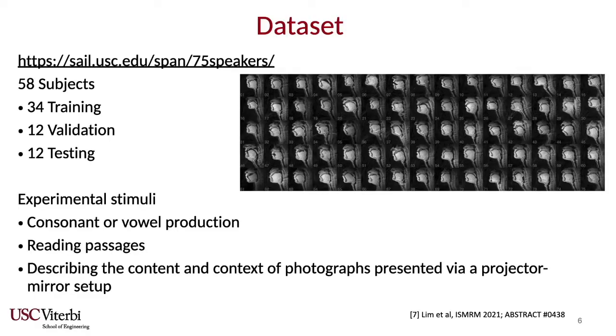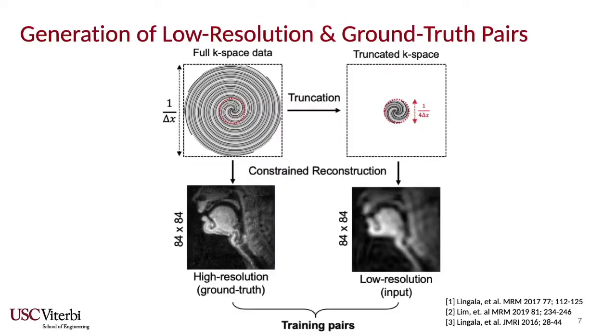In order to generate low-resolution and high-resolution pairs for training, an iterative constrained reconstruction with a temporal finite difference was used on both the full spiral k-space data as well as truncated and zero-padded k-space data. This image shows how k-space was truncated for a 16x downsampling scale. The zero padding in k-space allows for the same pixel size of the input and output images, allowing us to train a residual network. I refer to these input zero-padded k-space images as sinc-interpolated images.